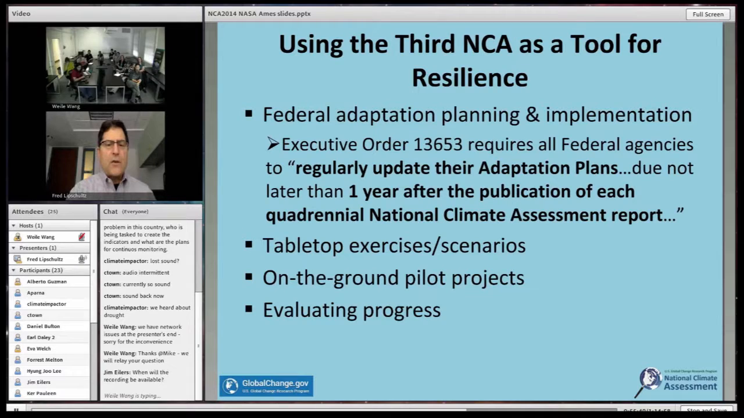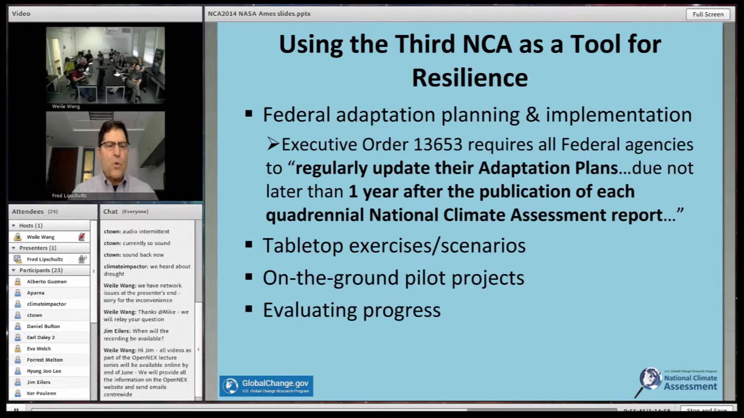And that is directly tied to the publication of the National Climate Assessment reports every 4 years. The federal agencies are wrapping up their current plans and will be releasing them for review soon. So it's a major activity within all federal agencies to produce these plans and to begin determining how they're going to actually adapt to climate change.